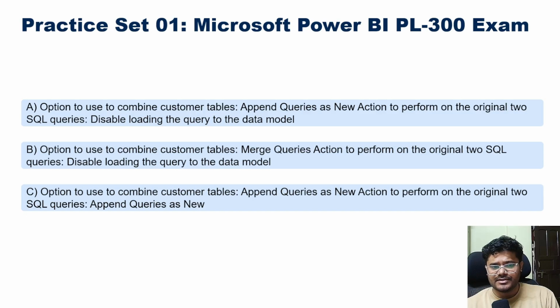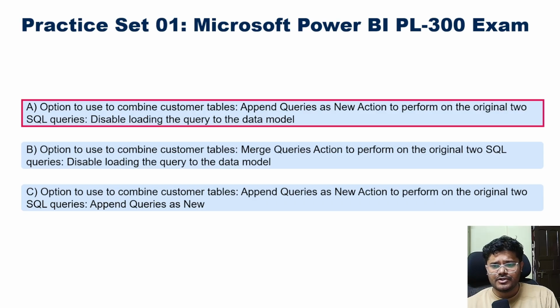So yeah, time is up. Let's see what the solution is. It's option A. Basically, we want to append queries in this scenario and also ensure that we are disabling the load for the original query in the data model. We'll also look at this with the help of a Power BI report example. So that is on this question. Let's look at the overall explanation.